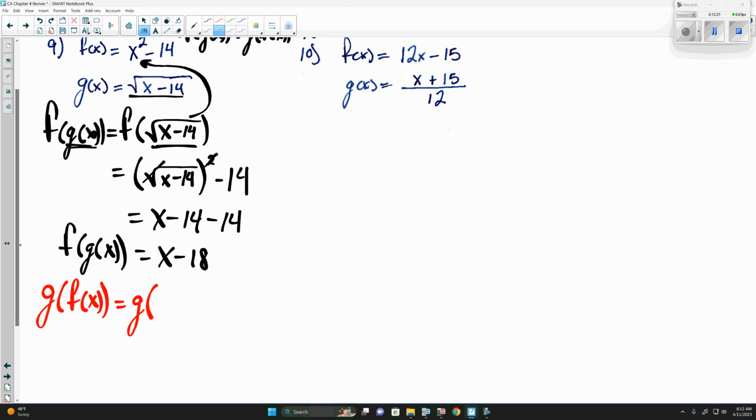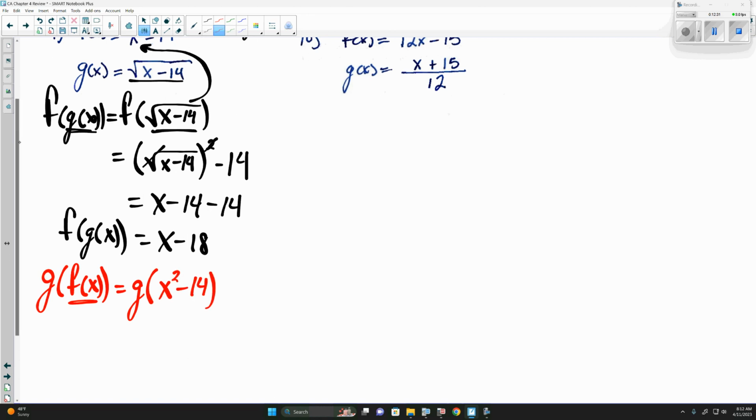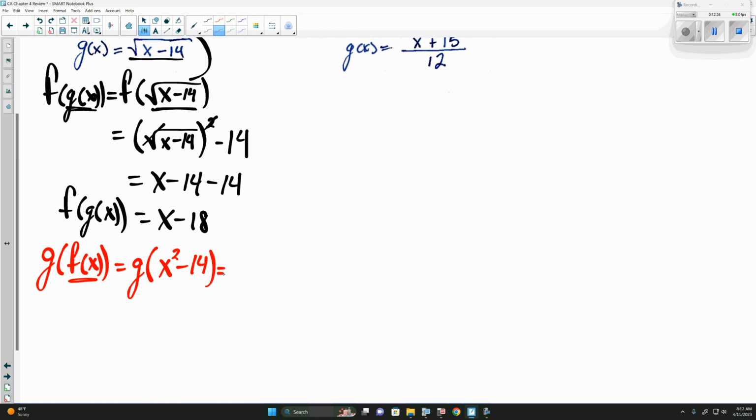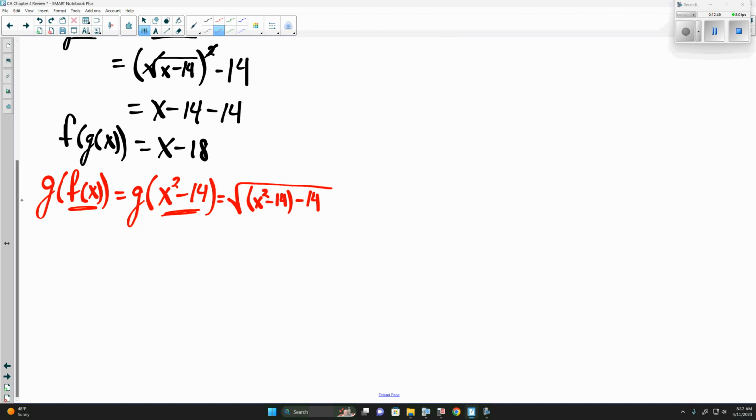Now we can do the same thing going the other direction. So the first thing we'll replace is f of x with its function, x squared minus 14. And then we can plug this in place of x in g of x, which would be the square root of x squared minus 14 minus 14. Which this here is just going to be x squared, well, negative 14 minus 14 is negative 18.